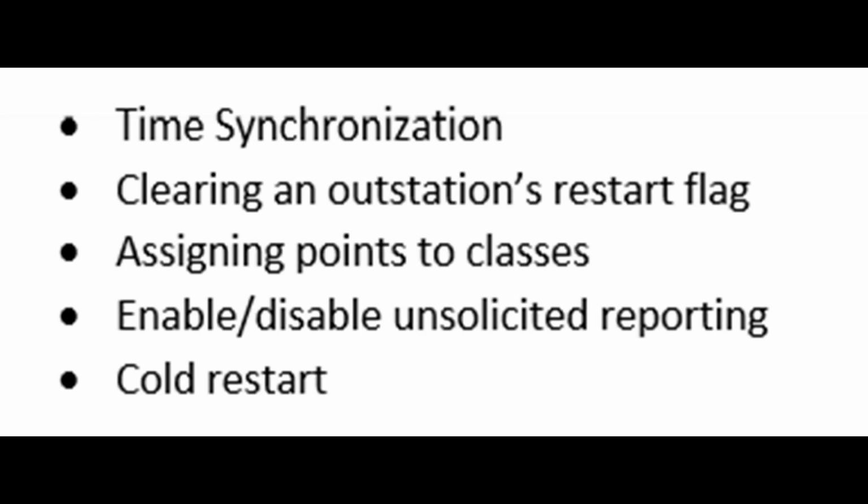Most of the presentation so far has talked about the basic DNP3 message structure for reading input objects and controlling output objects. There are a few other functions, still part of the subset levels, that do not read points or issue controls. These are time synchronization, clearing an outstation's restart flag, assigning points to classes, enable, disable unsolicited reporting, and cold restart. We will talk about these one at a time.